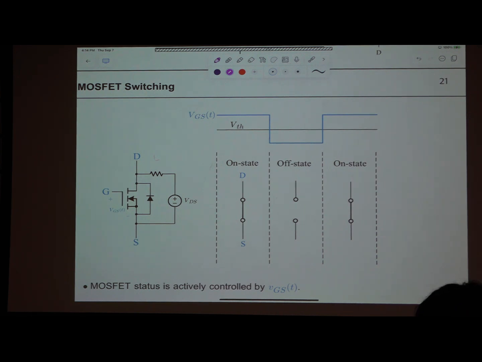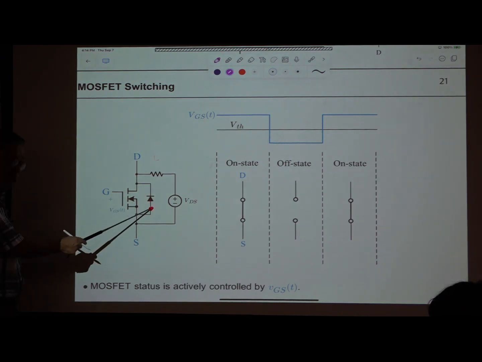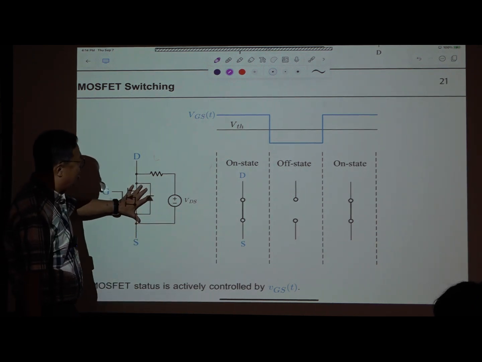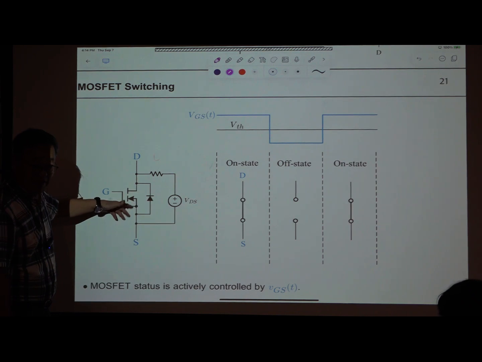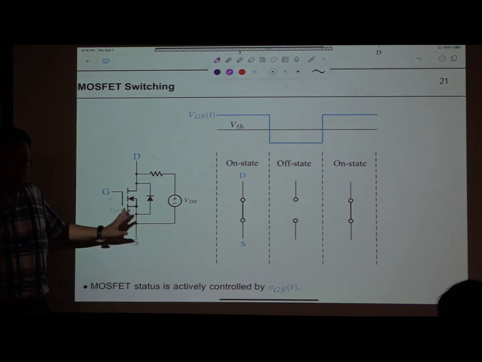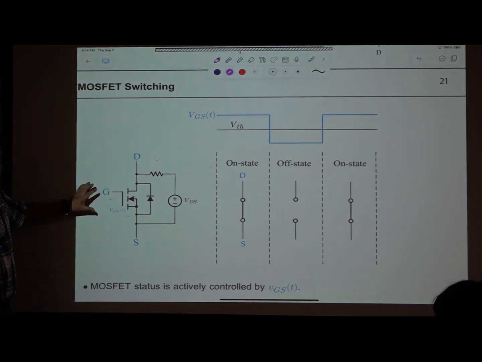But they use that diode in circuit diagrams. So a long time ago, some of my not so smart students bought a separate diode, and they connected it like this. Okay, so you don't do that. It's an internal device.